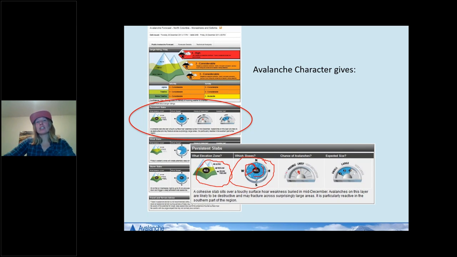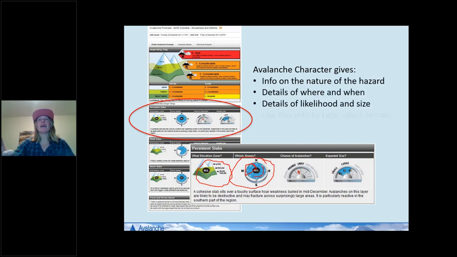And then there's our likelihood. How likely is it that we're going to trigger that avalanche? And if we trigger it, what is that expected size? Size one, size two, size three? How much hazard can we expect? So, all of this information is from the avalanche character. Basically everything we just went through here.